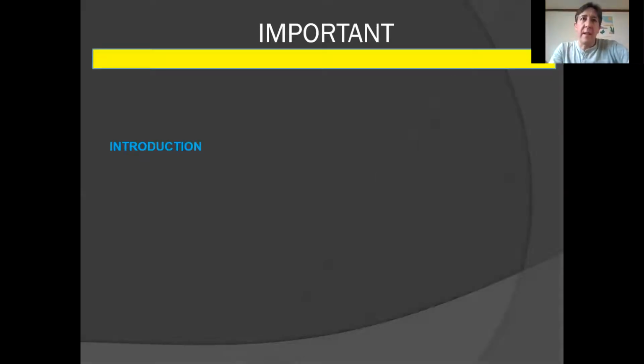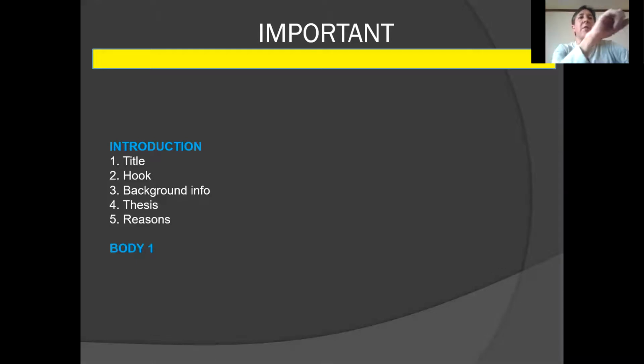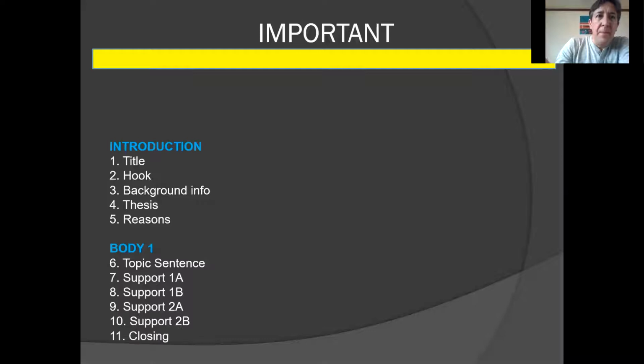All right, first slide. This is like a checklist of all the things you need in each paragraph. Now, don't forget number 1, you need a title. Okay, don't forget the title. And then the introduction, you got the hook, background information, thesis statement, and reasons. In your body, you have a topic sentence, and then you're going to support it.